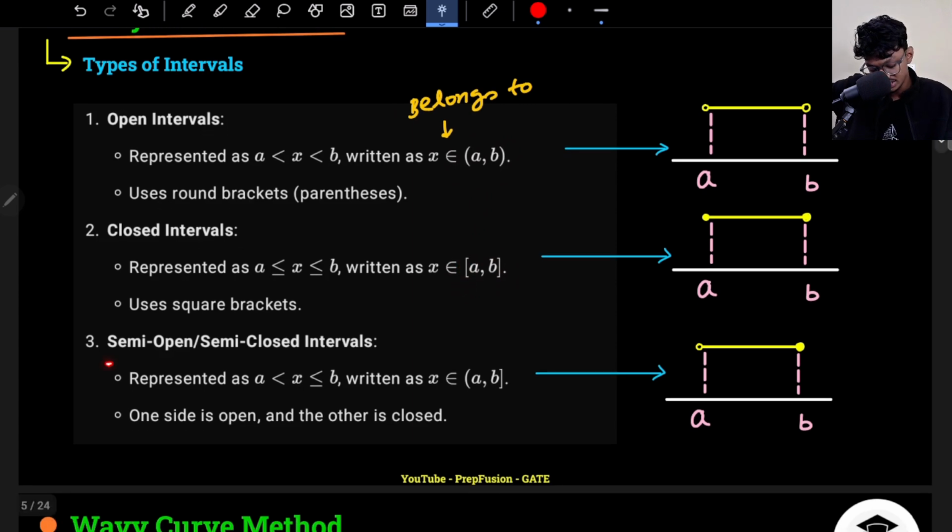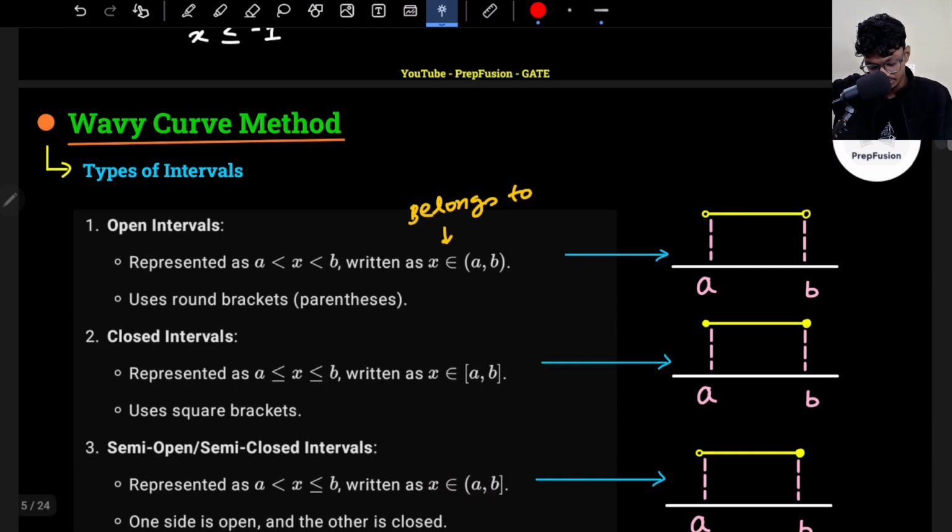Now, what is semi-open and semi-closed? Basically, one limit will be included and the other limit will not be included. If x is greater than a but less than or equal to b, then b is included, so we represent b with a closed bracket, and a is not included, so we represent a with an open bracket. Very simple and very easy to understand.